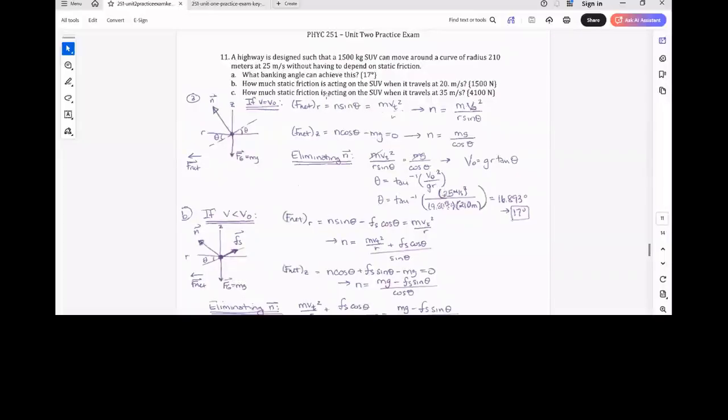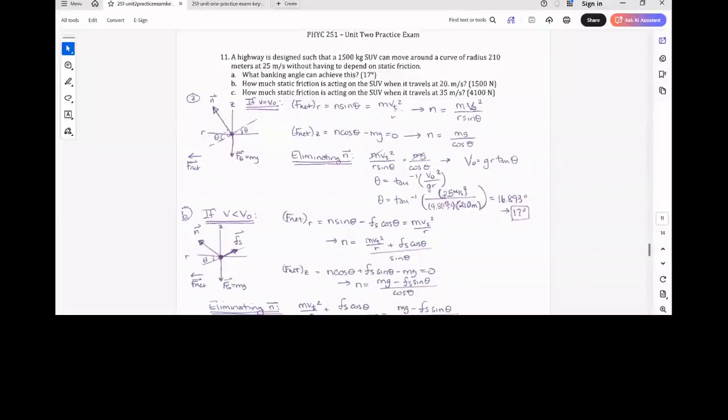So there are three things that we can investigate here. We want to figure out what banking angle allows this car to travel around this curve without needing to depend on static friction. So in other words, we're looking for this critical speed v0. And we can begin by writing net force expressions for each direction.